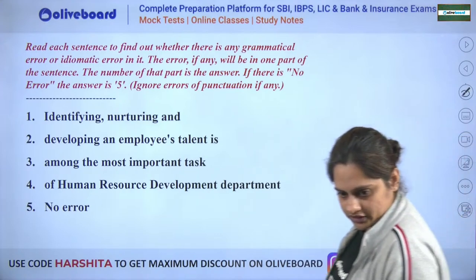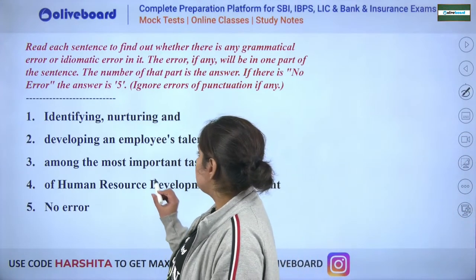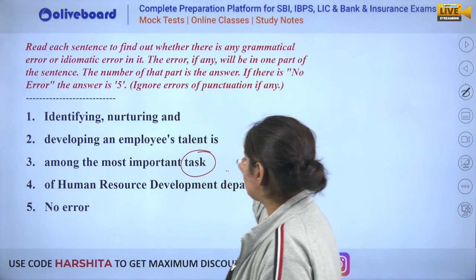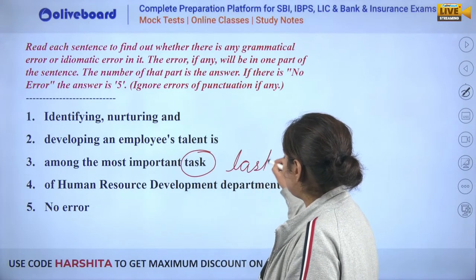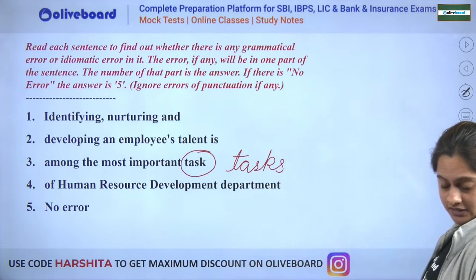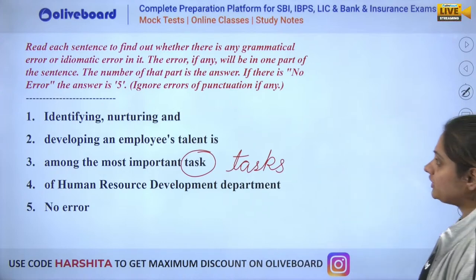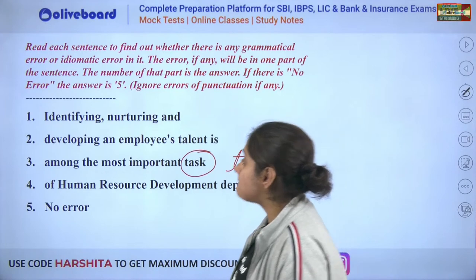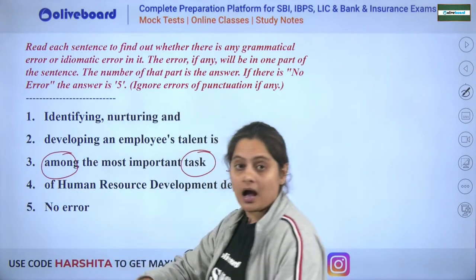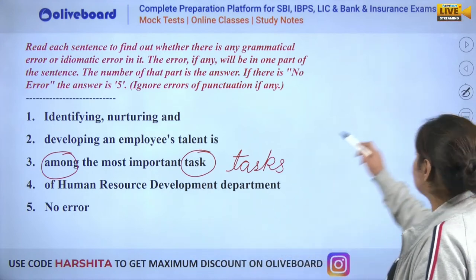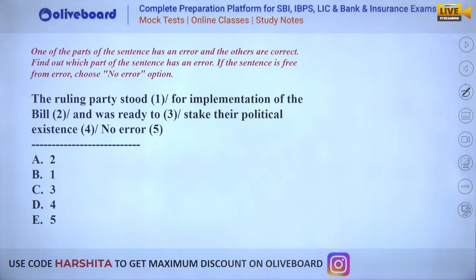Very good. Okay, Gargi and Prabhuda, very correct. When you are saying among, it means plural, multiple. So how can you write task? Among the most important task. Okay, there are many tasks you are talking about. Exactly, plural. Among the most important task. Identifying, nurturing and developing an employee's talent is among. These are some of the tasks out of the multiple tasks that are there. So plural. Okay, next. Error question.